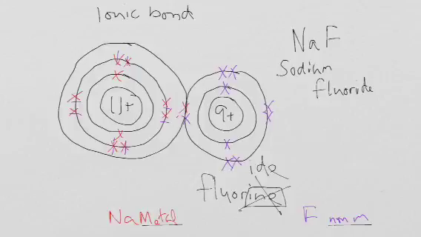If this was calcium and chlorine, which one is the metal between Ca and Cl? Calcium is the metal. Chlorine is the nonmetal. What would this compound be called? Calcium chloride. Exactly. Does this make sense?